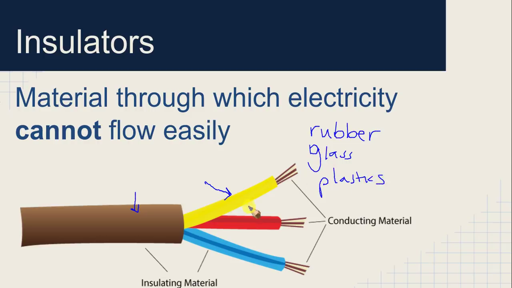We coat wire in rubber because we don't want someone to be able to touch the wire with electricity running through it and get electrocuted. And we don't want that electricity to jump into the walls, maybe start a fire. So we coat things in rubber. We coat it in an insulator.